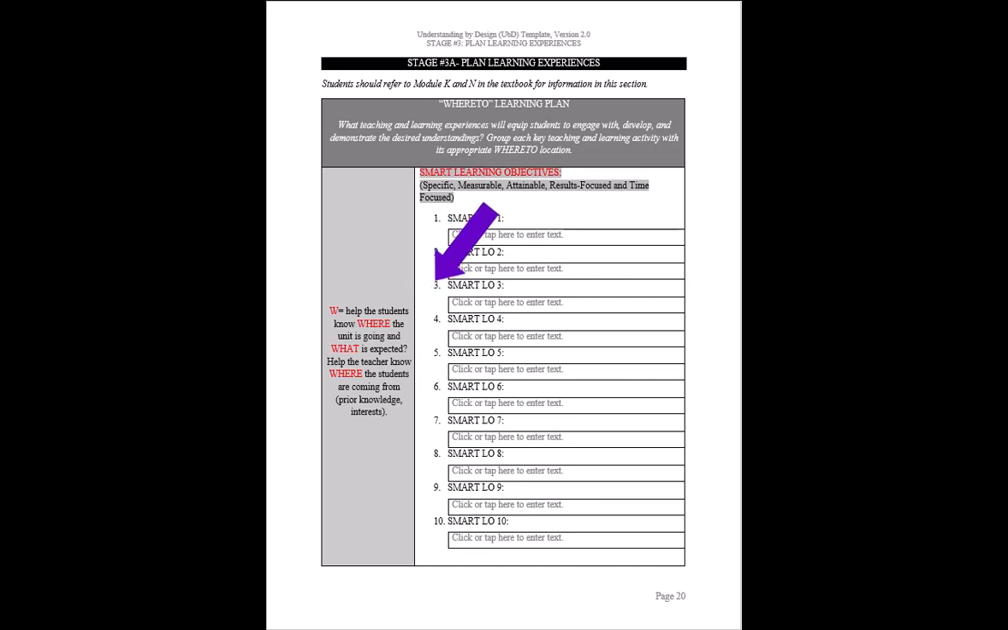In the right column, you will see that this is broken down into 3 subsections. The first subsection is the Smart Learning Objectives subsection. Remember, your Smart Learning Objectives should be specific, measurable, attainable, result-focused, and time-focused. So you will put each learning objective into one of these boxes here.